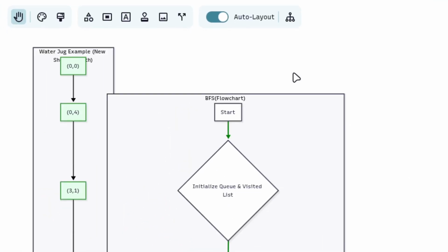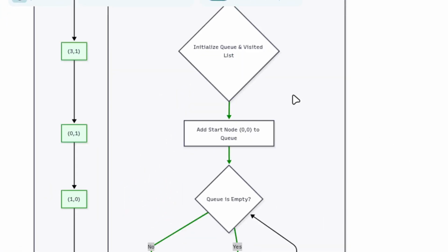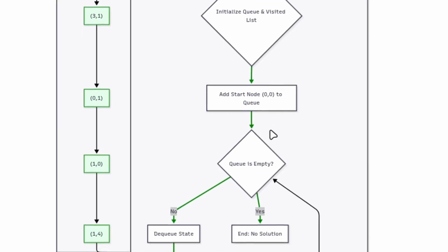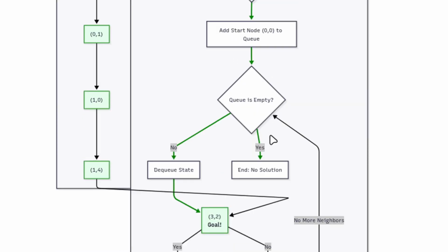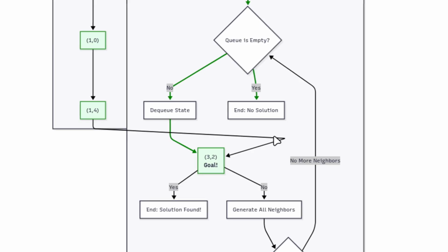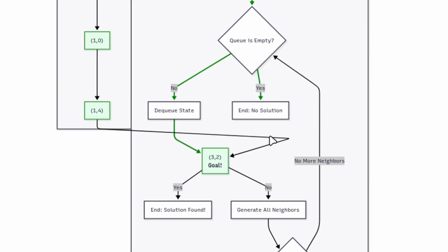Now, how the algorithm works: you start, then you initialize a queue and a visited list. That list will contain which particular states we have already visited. Then we start at the node 0,0 and add it to the queue. The first question that we ask, one of the main questions, is: is the queue empty or not? Suppose it is not empty, then only we will go on. Suppose it is actually empty, it means that currently there is no solution.